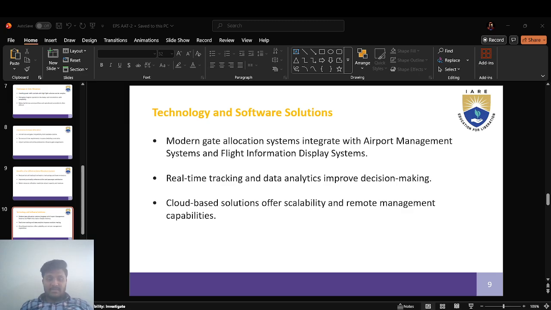Second, improved punctuality and better satisfaction. When flights leave and arrive on time, passengers experience fewer delays and inconveniences. Airlines also benefit because keeping schedules makes operations smoother and builds trust with customers. Third one is better resource utilization, more airport capacity and revenue. Efficient use of gates, taxiways and runways means more planes can be handled without overcrowding.